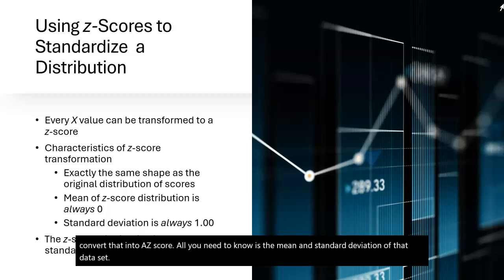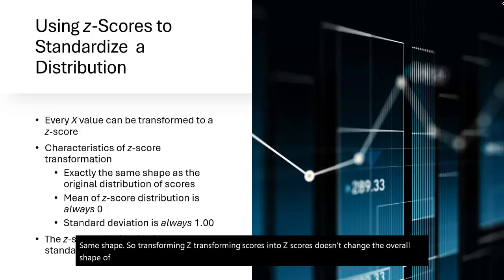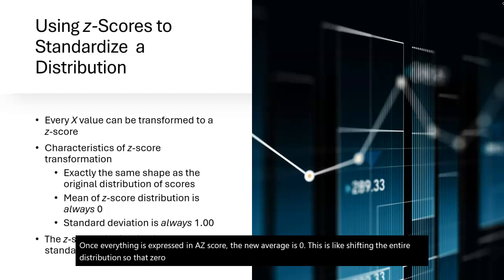The characteristics of the z-score transformation. Same shape: transforming scores into z-scores doesn't change the overall shape of the distribution. If the data was skewed to the right or left before, it will stay that way. It's just relabeled in terms of z-scores. Mean equals 0. Once everything is expressed in z-scores, the new average is 0. This is like shifting the entire distribution so that 0 is now the center point.